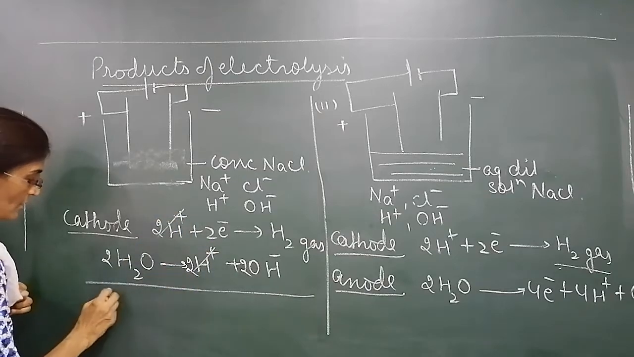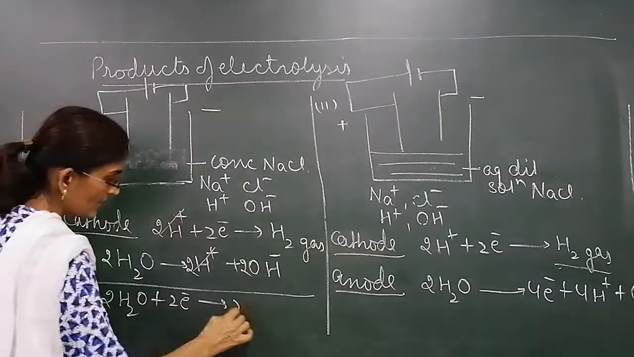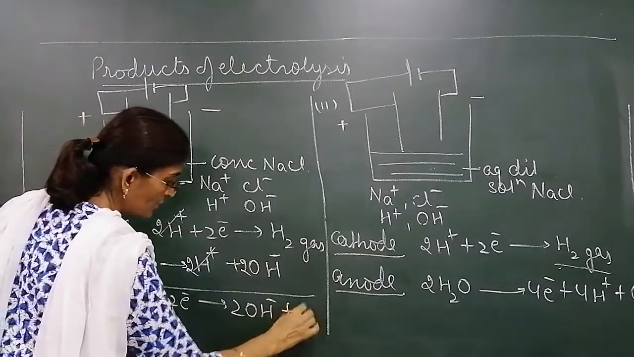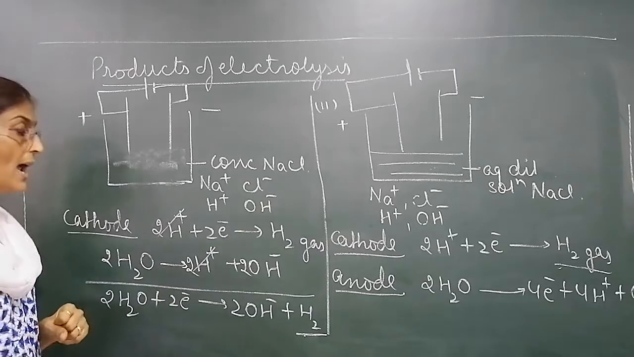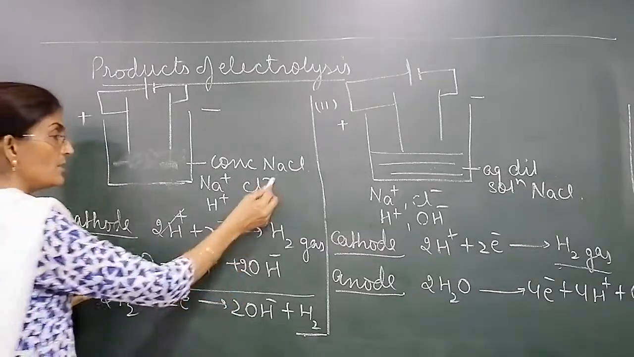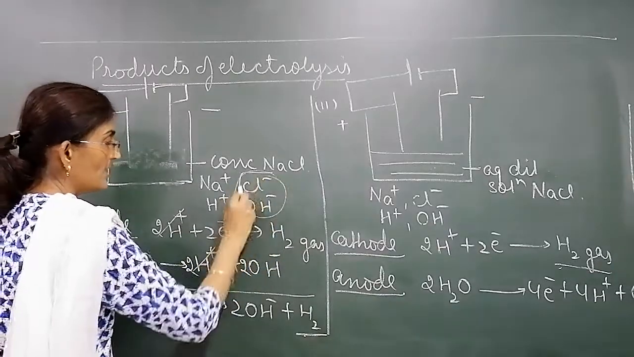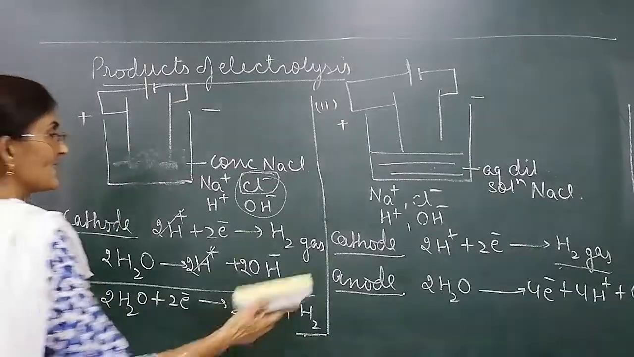So what is the reaction? 2H2O accepts 2 electron, gives 2OH minus and hydrogen gas. So this is the net reaction taking place at cathode and hydrogen gas will be produced. Which ion will discharge at anode? It is chloride ion will discharge at anode, Cl minus ion. So what is the reaction taking place at Cl minus?